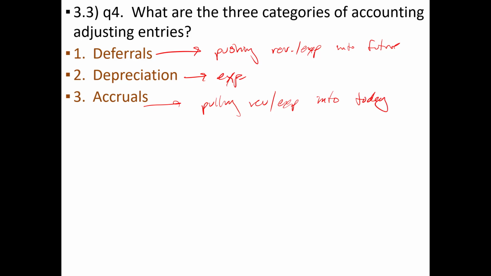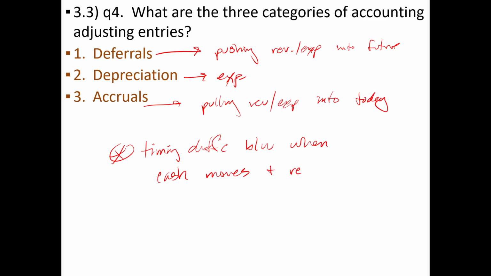Okay? And the reason why we have these is because primarily there's a timing difference between when cash moves in and out of the company and when revenue and expense is recognized.